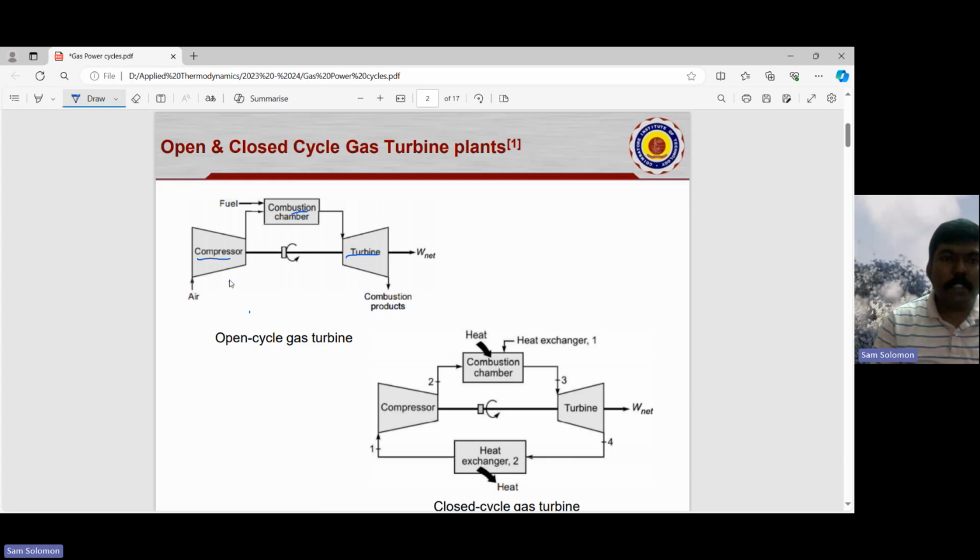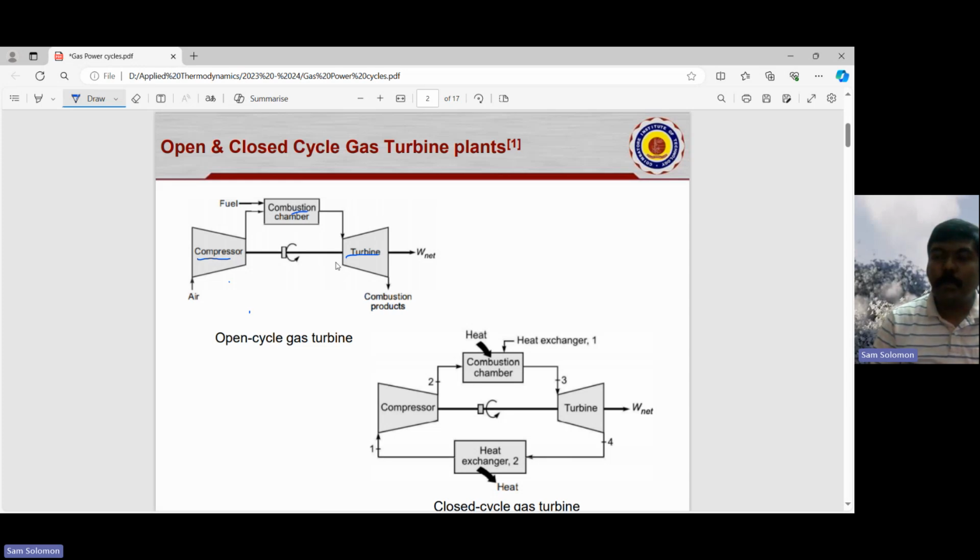So in the compressor, we take in air. The air is compressed to a higher pressure. And the compressed air, together with fuel that is added in the combustion chamber, and when ignition is given, the combustion process completes. Either it is going to be complete combustion or incomplete combustion. And the combustion gases, with the heat energy possessed in them, are taken to the turbine.